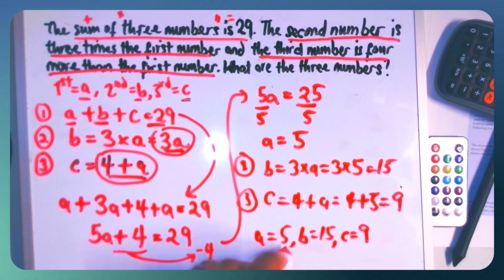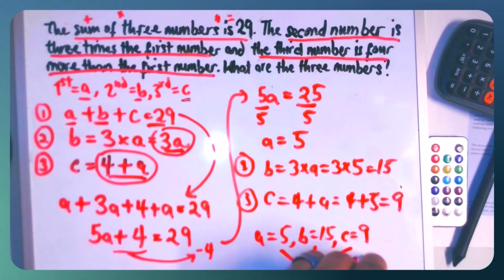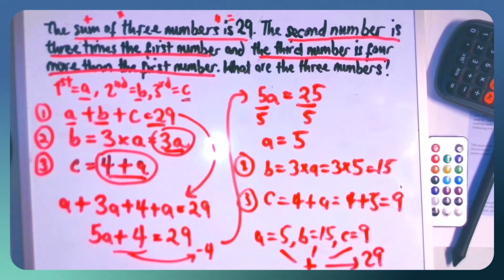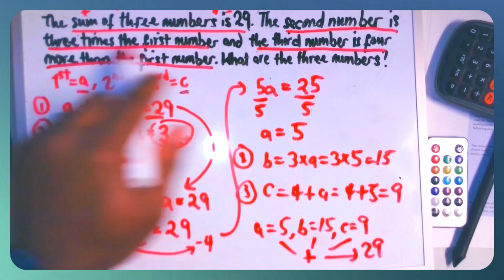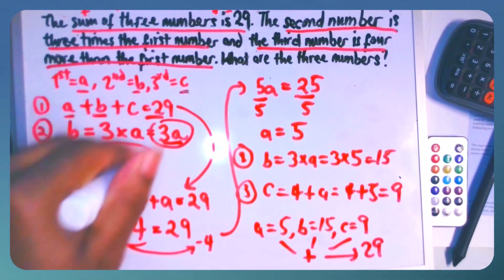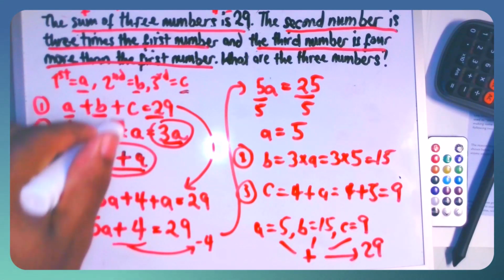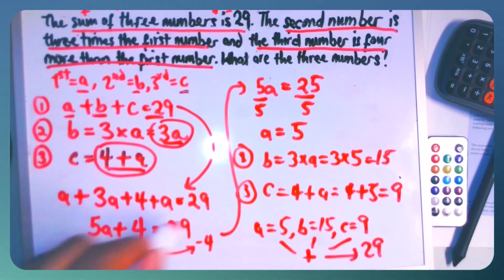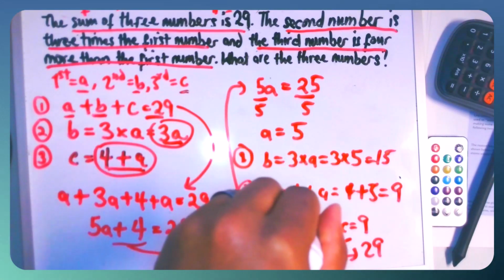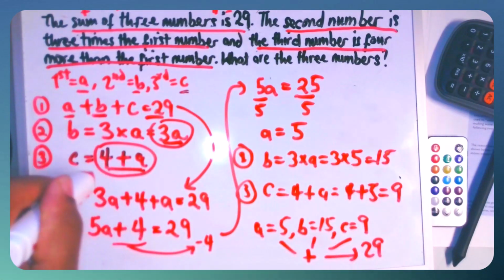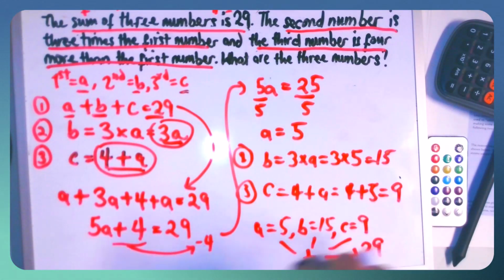And when you add them together, they should be equal to what? The number 29. So I hope you found this really informative in terms of how to break down a word problem into algebraic equations, and then finding common variable relationships to determine the first variable, and then putting them into the other equations to determine the other variables.